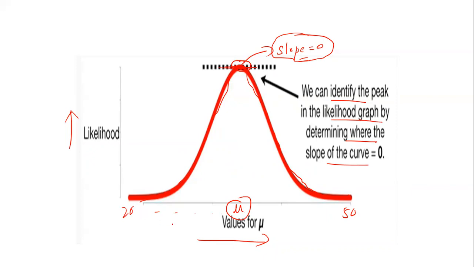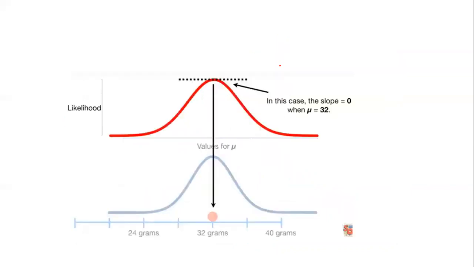So this graph is plotted for different values of mu, right? We have to apply all the possible values of mu and calculate the likelihood. By this graph, we can identify where we'll get the maximum peak. The maximum peak is represented with slope equal to 0. So for this given example, we'll get the highest peak for mu equal to 32.